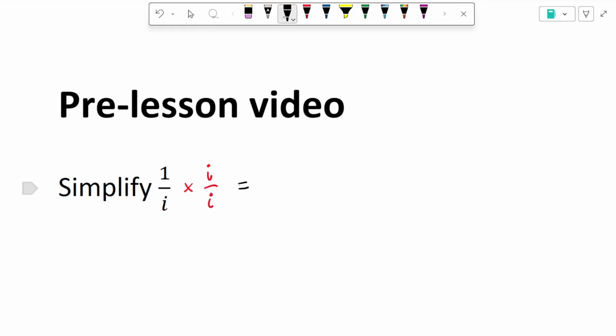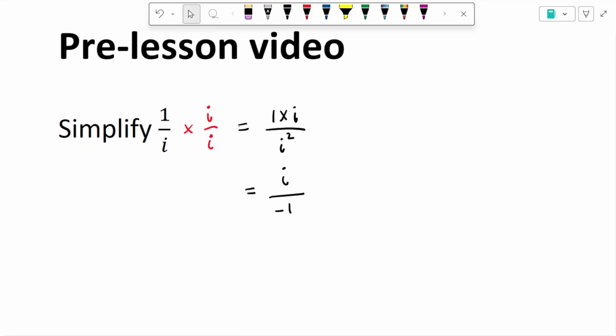So if we step out the top, that's going to be 1 times i. And if we look at the bottom, that's going to be i times i, or in other words, that's i squared. By definition, i squared is -1, and the top is just i. Since that's just a normal real number on the bottom, we know how to divide by -1. It just makes the whole thing negative. So 1 over i becomes -i.